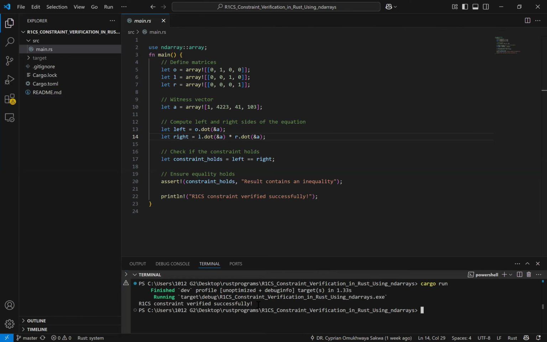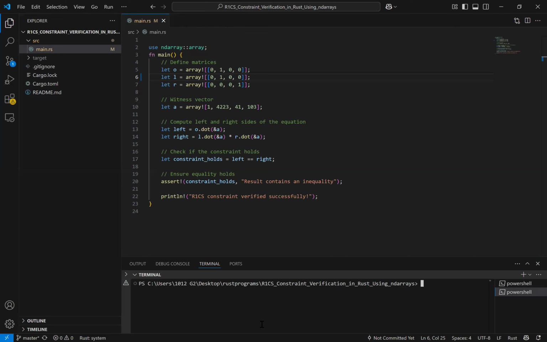If you run it, it tells you that the rank 1 constraint has been verified successfully. That just means that your calculations for these matrices were correct. Because if you make it wrong, for instance, let me just change this left matrix. Just change one entry here. Let me put here, for instance, 0 and put a 1 here and see whether it will accept. Let's just do that and see whether it will accept that.